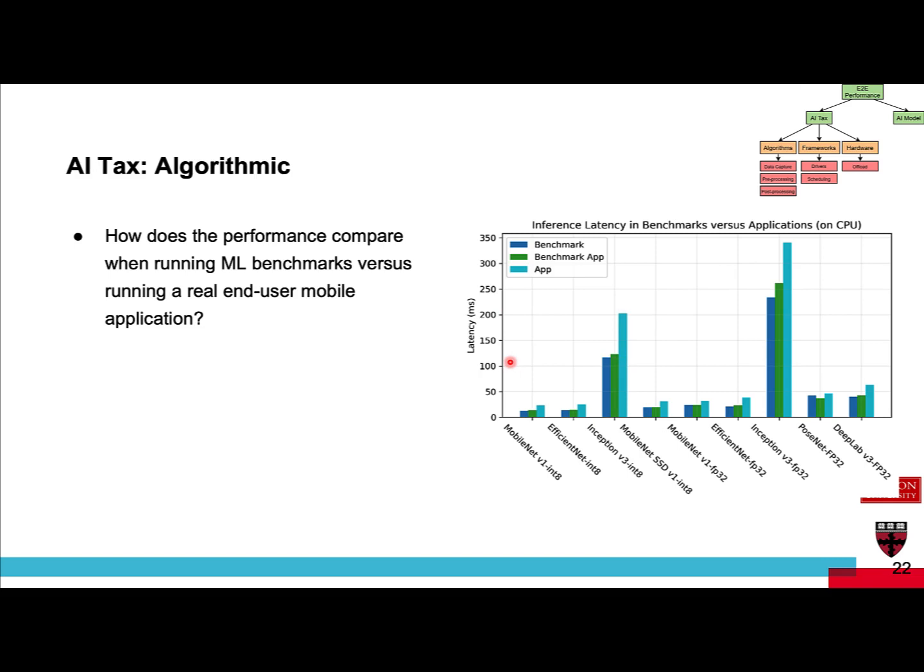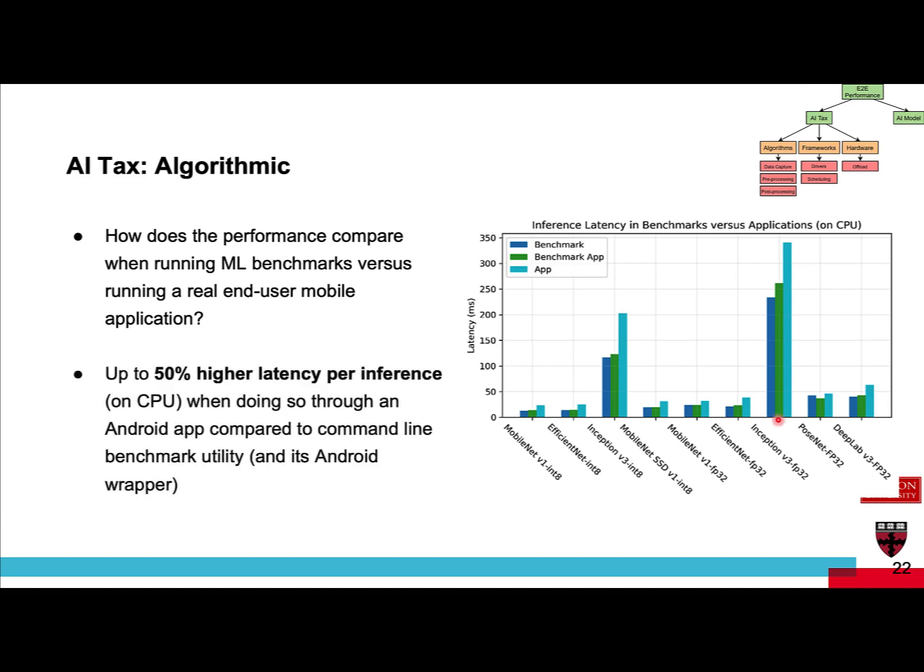By and large, it turns out every app has generally more computational requirements and more system requirements. The apps are also doing a lot of pre-processing and post-processing as compared to what the benchmark utilities do. We'll be digging into this a bit more soon. But the key nugget is that across all of these scenarios, there's up to 50% difference in the latency per inference when we're doing the inference on the CPU across the app versus the benchmark utility.